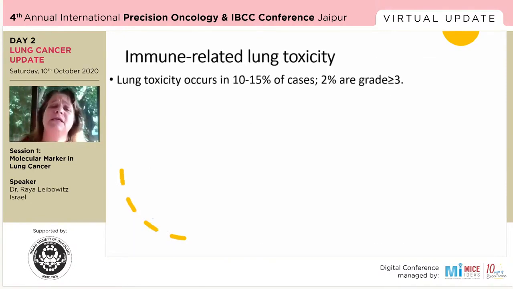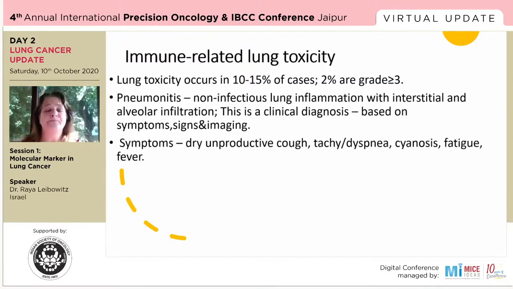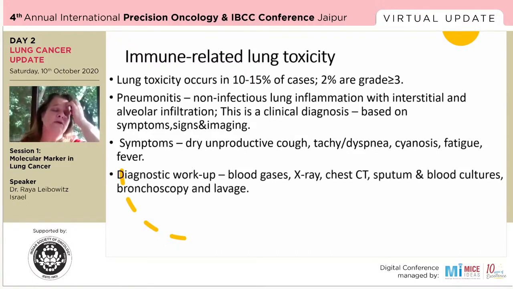The lung toxicity, I'm sure you are all familiar with. There are many types of lung toxicities. The most common is the pneumonitis. It's not the only possible lung toxicity. We know that it manifests mostly as dry, unproductive cough, tachypnea or dyspnea, cyanosis, fatigue, and fever. But of course, we don't want to get to these points. We want to recognize this at the point of the dry, unproductive cough.